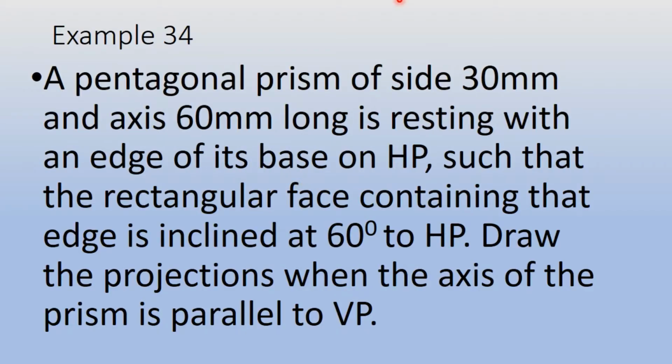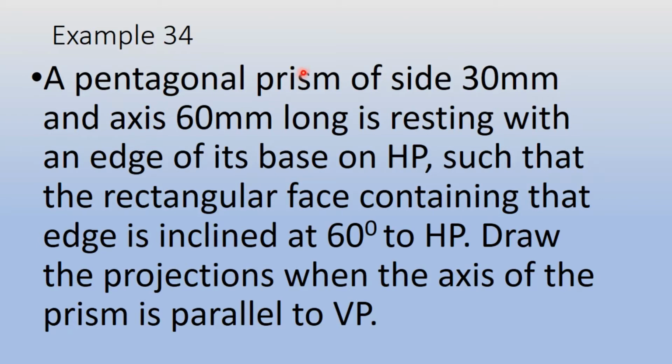Example 34. A pentagonal prism of side 30 mm and axis 60 mm long is resting with an edge of its base on HP, such that the rectangular faces containing that edge is inclined at 60 degree to HP. Draw the projections when the axis of the prism is parallel to VP.